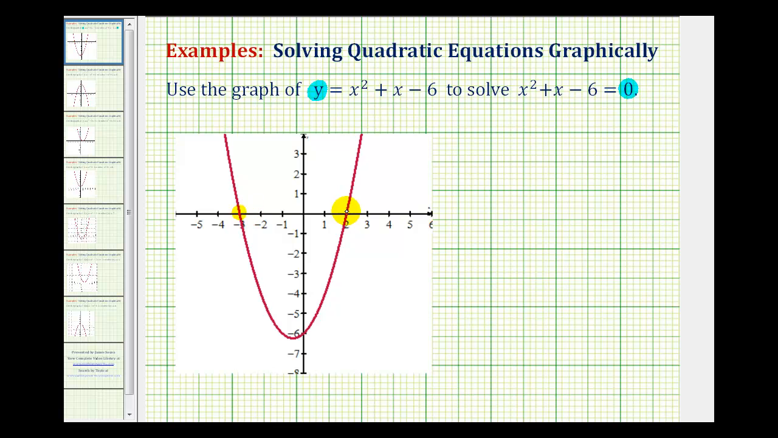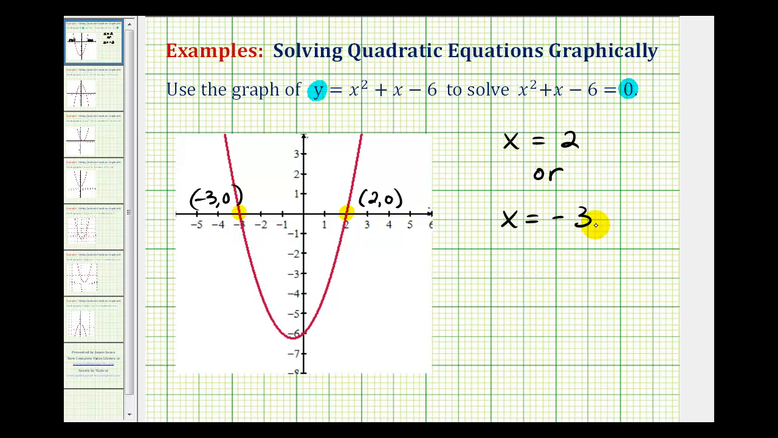here and here, where the function crosses the x-axis. Notice the coordinates of this x-intercept would be (2, 0), and the coordinates of this x-intercept would be (-3, 0). For this x-intercept, this is telling us that when x is equal to 2, y is equal to 0, so x equals 2 would be a solution to this equation. Or when x is equal to -3, y is also equal to 0, and therefore x equals -3 would be a solution to our equation.